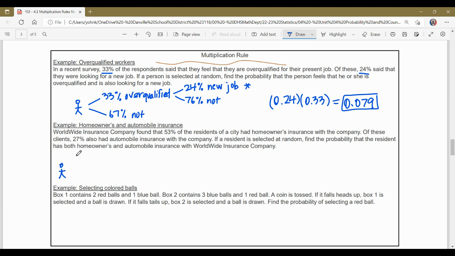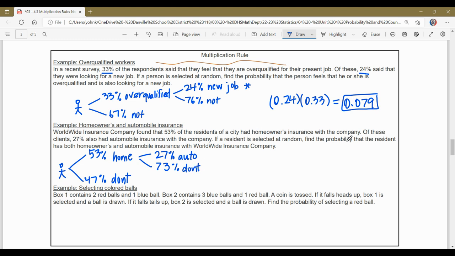All right, let's get a starting point. So the very first thing that could happen is you either have homeowners or not. 53% have homeowners, which means 47% don't. And then of the 53%, 27% had auto, which means 73% don't.